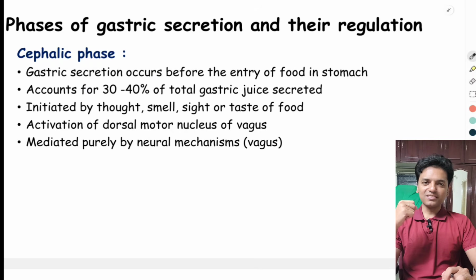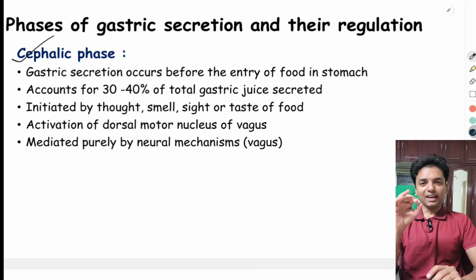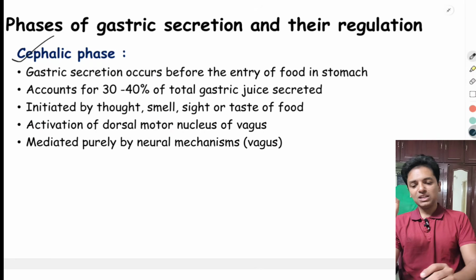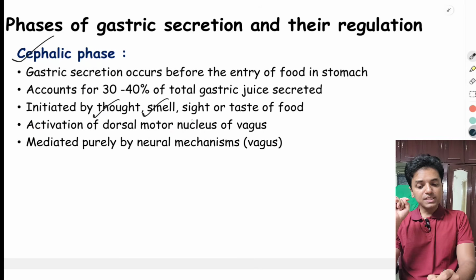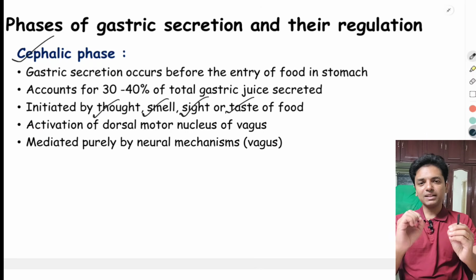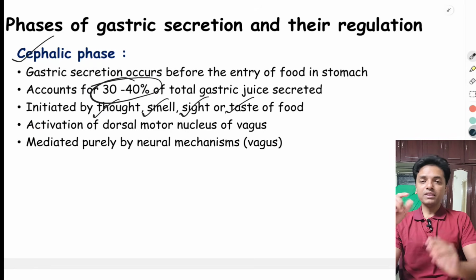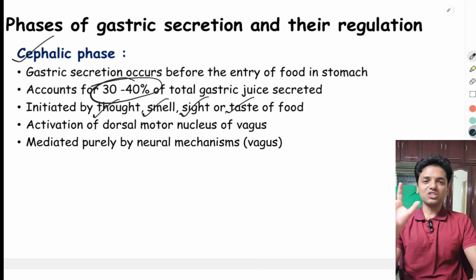So there are three phases of gastric juice secretion. The first one is called the cephalic phase, the second is called the gastric phase, and the third one is called the intestinal phase. So what is the meaning of this cephalic phase? Cephalic phase means gastric juice secretion is going to occur prior to the entry of the food into the stomach. So the cephalic phase can be initiated just by thought of the food, smell of the food, sight of the food. When I see the food, there is gastric juice secretion, and even when food is placed in the mouth, that is by the taste of the food. So this is what is called the cephalic phase, and the cephalic phase accounts for 30 to 40% of the total gastric juice secretion.